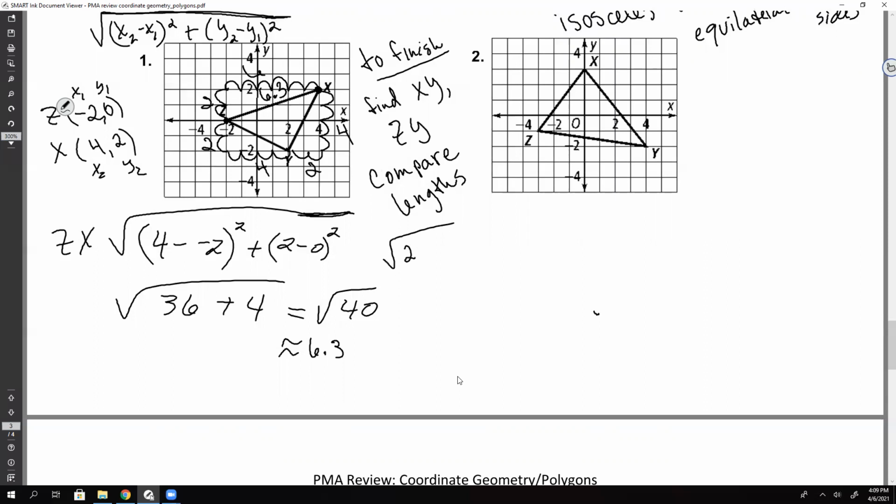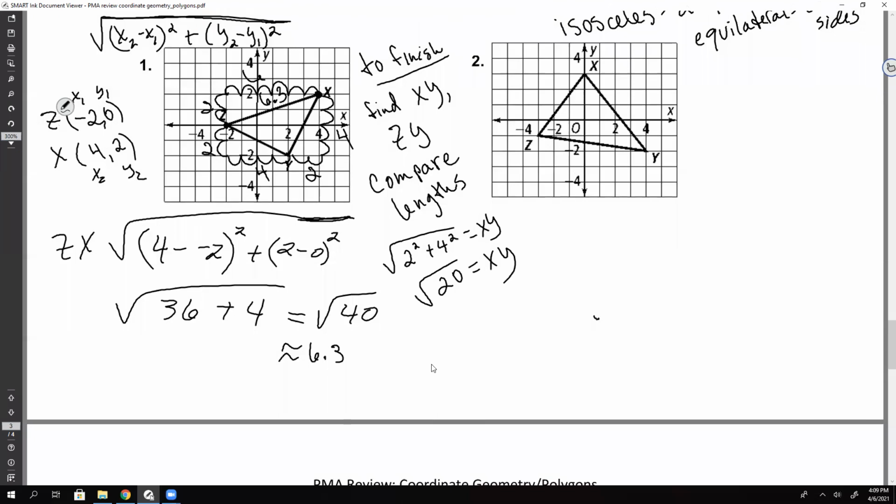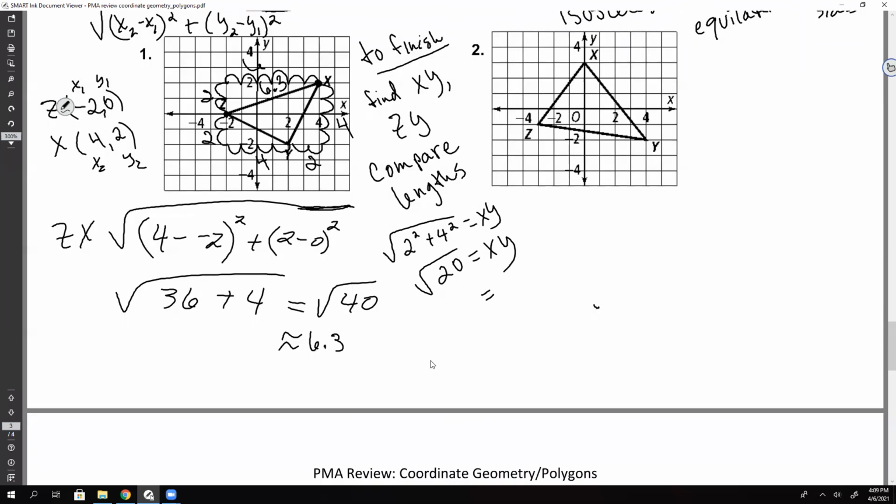So calculate 2 squared plus 4 squared. This would be xy. Okay, 2 squared is 4, 4 squared is 16. So 4 and 16, that's 20. Square root of 20 is not equal to the square root of 40. So this one would be isosceles, because xy and zy are both square root 20. So this would be isosceles.